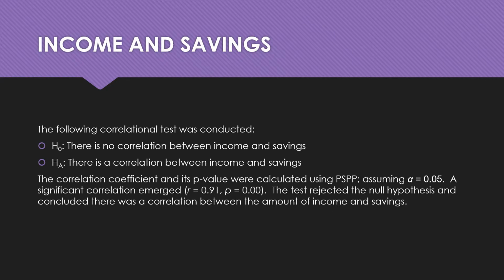we found that there is a significant correlation with the R value being 0.91 and the P value being 0.0. Therefore, we can reject the null hypothesis and conclude that there is a correlation between the amount of income and savings.